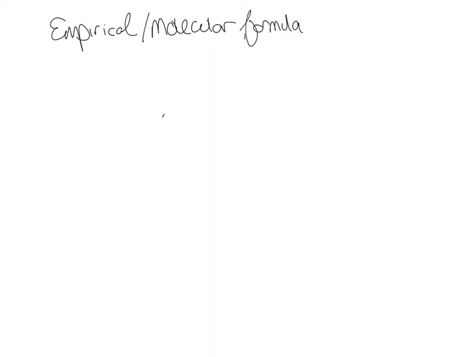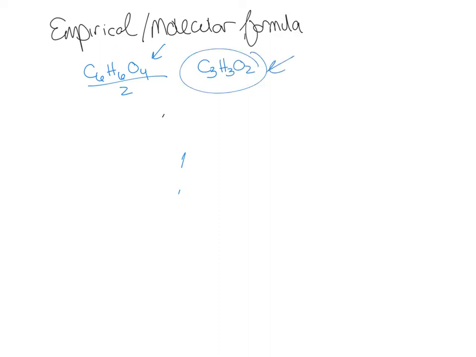Now, if I'm asking you about an empirical formula, odds are I'm probably either going to do it in 2 ways. I'm either going to give you the molecular formula, and let's do one like C6H6O4, okay? So here's a molecular formula. How do I know it's molecular? Because I know that that's what the molecule looks like, and I also know I can reduce it. All of these are divisible by 2. So if I divide them all by 2, I get C3H3O2. That is my empirical formula.